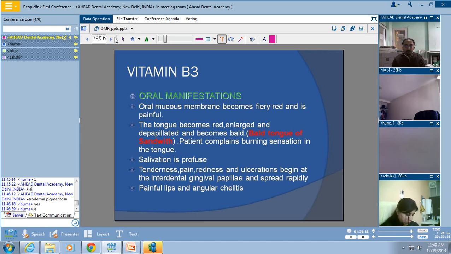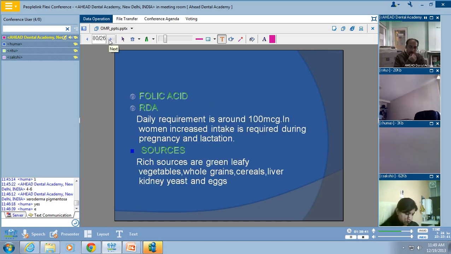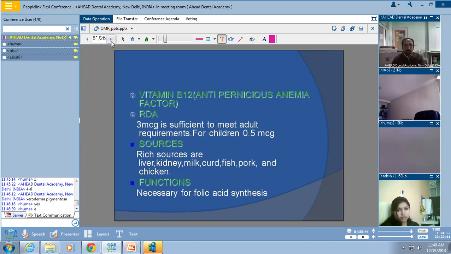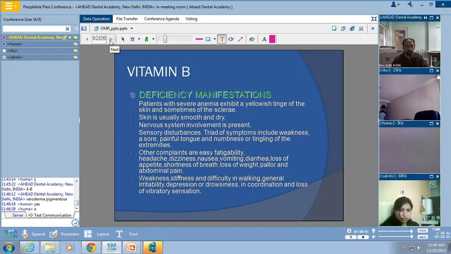Well, folic acid and vitamin B12 are almost the same, okay? So I've just clubbed them together, even though folic acid is not exactly vitamin B12. Well, this is what happens in vitamin B12 deficiency. There is no need for you to remember everything, but what you need to remember is the word sensory disturbances. There is nervous system involvement along with sensory disturbances, okay?